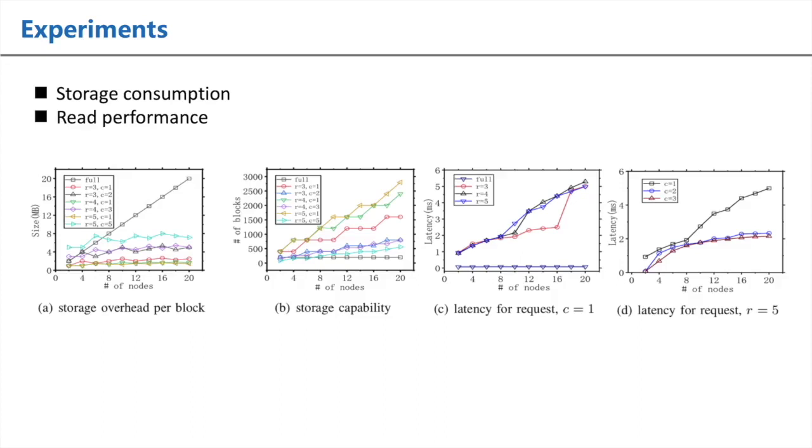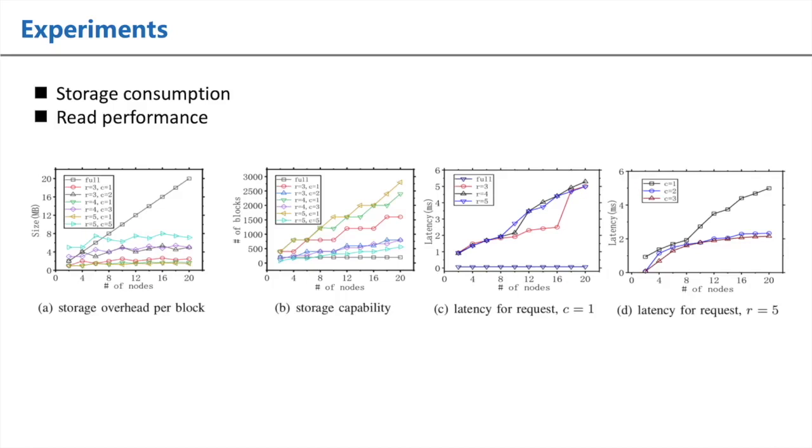Figure B shows the overall storage capability of the blockchain system under different mechanisms. Assuming each node only owns 200 MB storage space, the overall storage capability keeps merely 200 blocks for the replication manner, while that of BFT-Store increases significantly as the network grows.